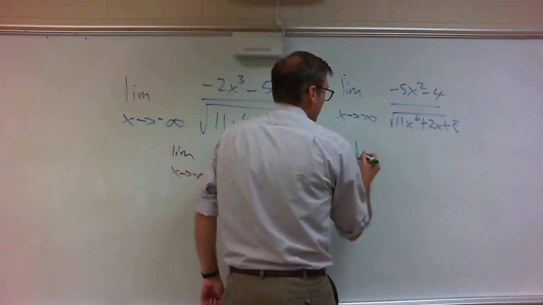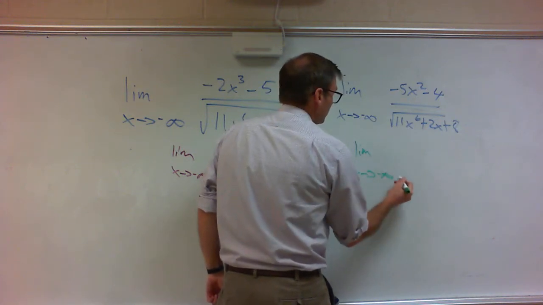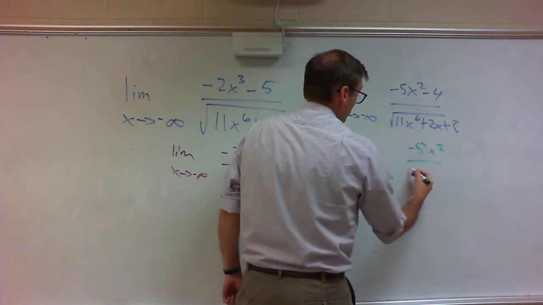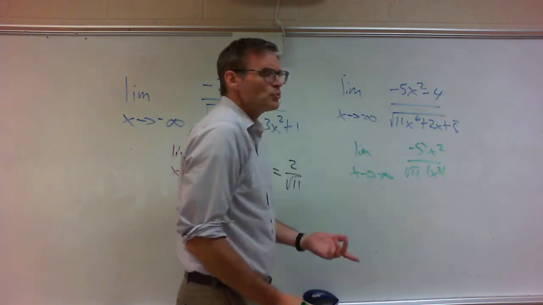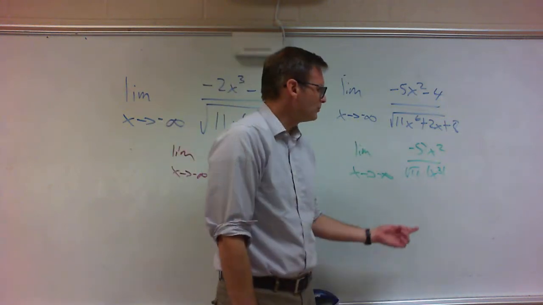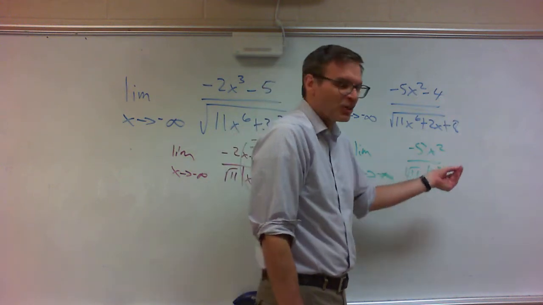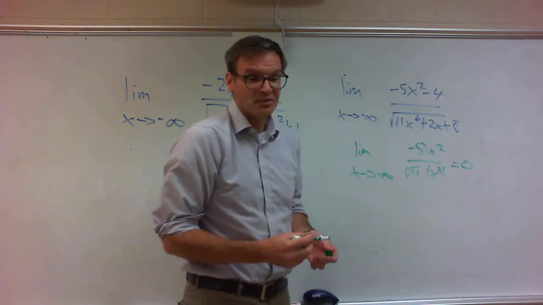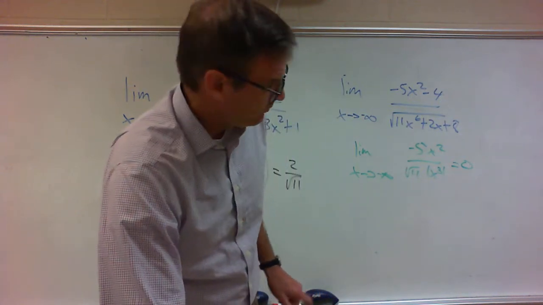Next, let's look at this one. This is the limit as x goes to negative infinity. Again, this goes away, so I get negative 5x squared over the square root of 11 times the absolute value of x cubed. This one is a little different because it's bottom heavy, right? More x's in the bottom. So this is going to go to 0. Anytime you go bottom heavy, it goes to 0, so it doesn't even matter if it's positive or negative. I just put the negative in there to try to fool you.